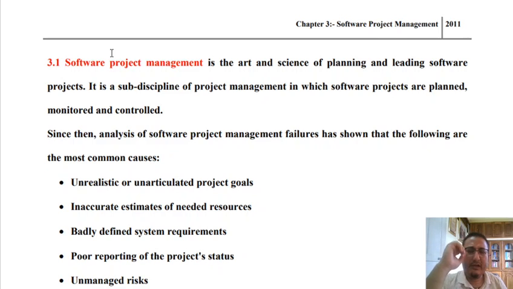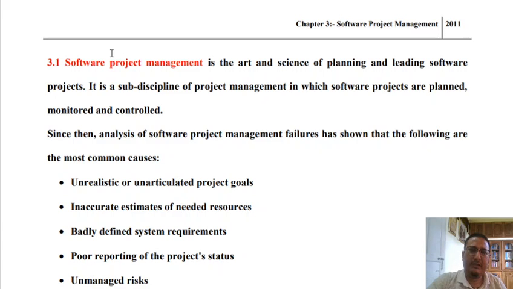In the past, there have been several instances in which software project management has failed to deliver its stated objective. It may be because of the following causes. First one, unrealistic or unarticulated project goals. This may be one of the reasons why software project management may fail, because if the project goals are unrealistic, that is unachievable, or unarticulated or unspecified, then software project management fails.